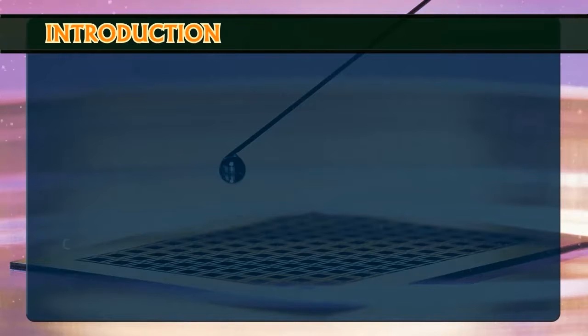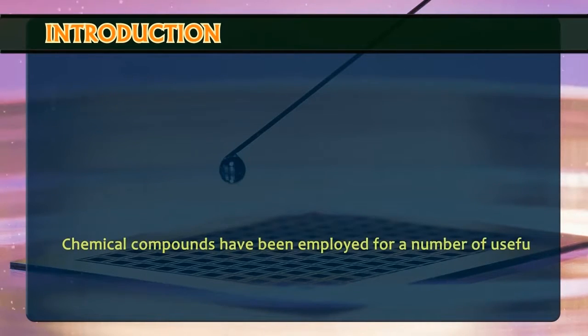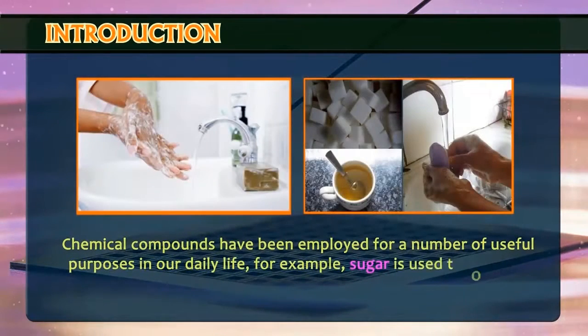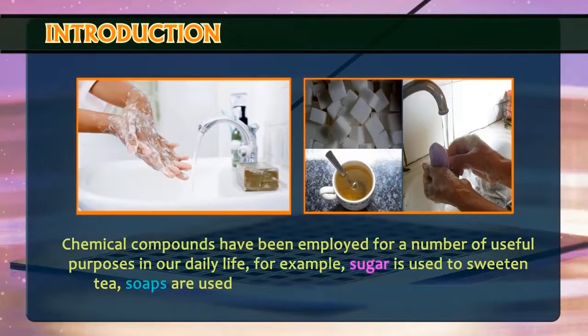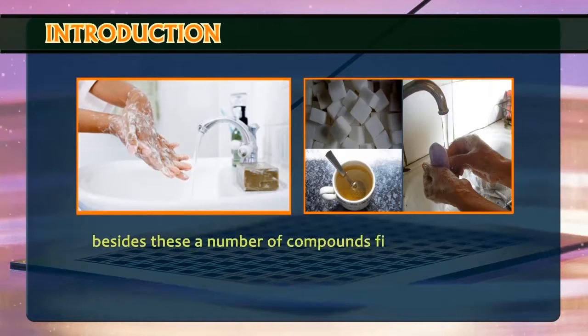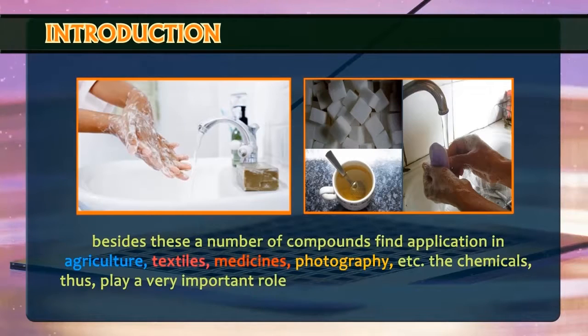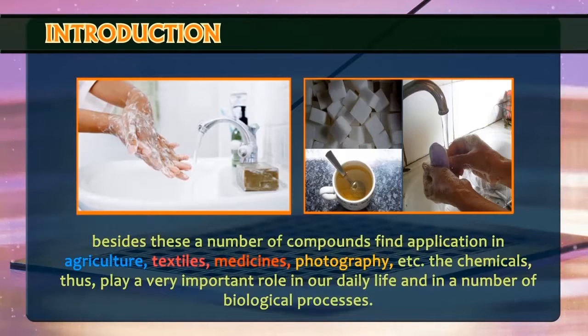Introduction. Chemical compounds have been employed for a number of useful purposes in our daily life. For example, sugar is used to sweeten tea. Soaps are used for washing and bathing purposes, etc. Besides these, a number of compounds find application in agriculture, textiles, medicines, photography, etc. The chemicals thus play a very important role in our daily life and in a number of biological processes.